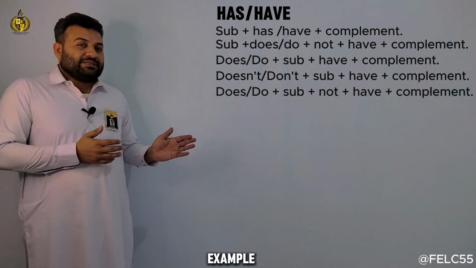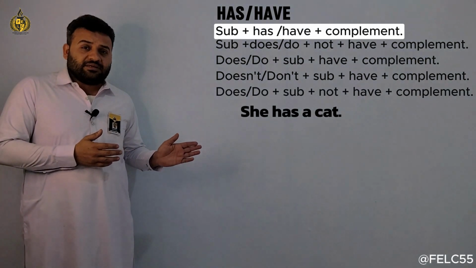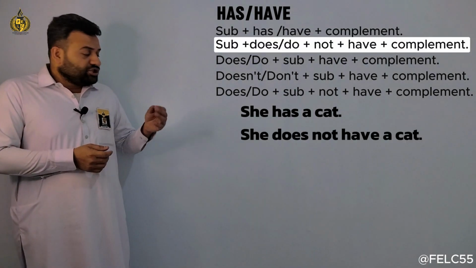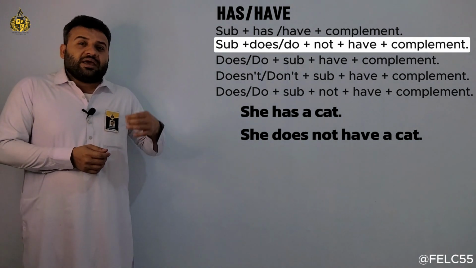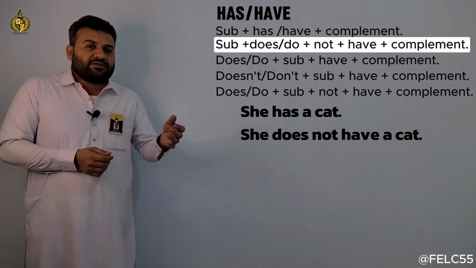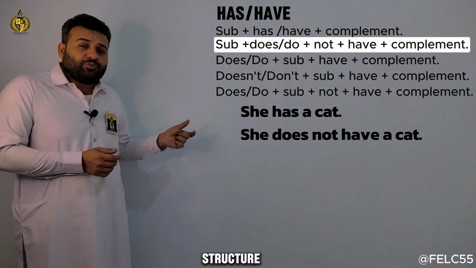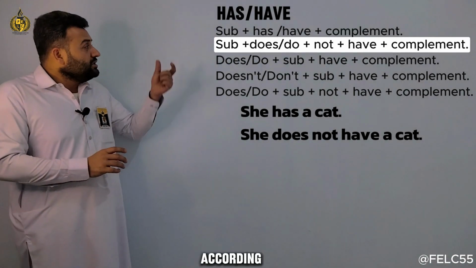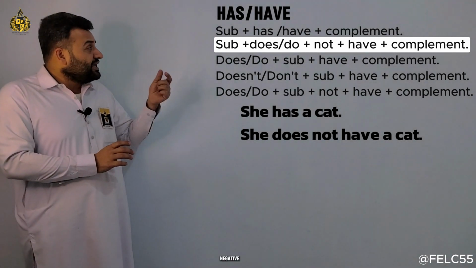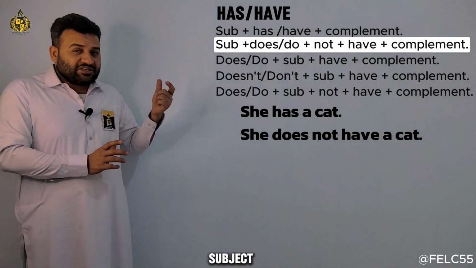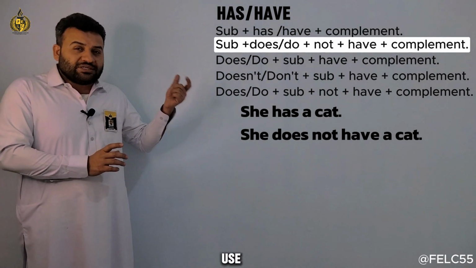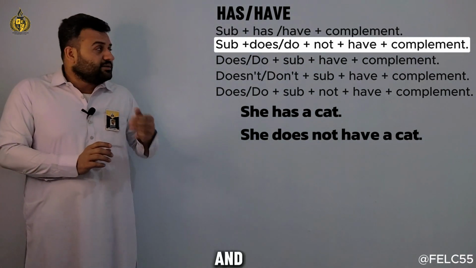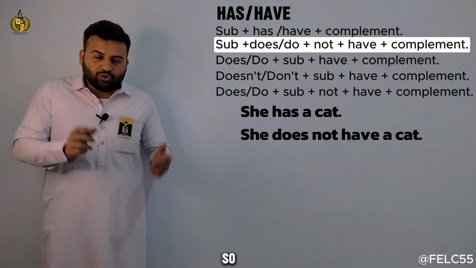The next example is she has a cat, right? So let's change this example into negative. She does not have a cat. So why have? In the positive structure we have has, and in the negative structure we will change it into have. So according to the structure, first you can see that in the negative structure we will use a subject first, then after that we will use does, do, then not, then have will come instead of using has, and then we will use complement. So hope you have learned.